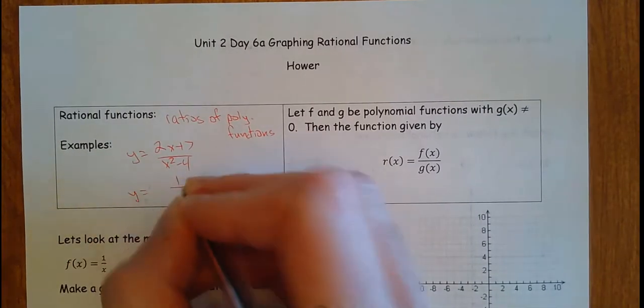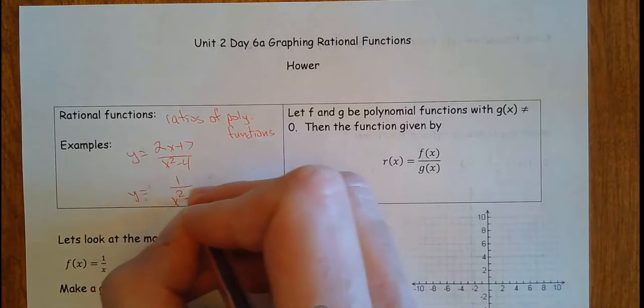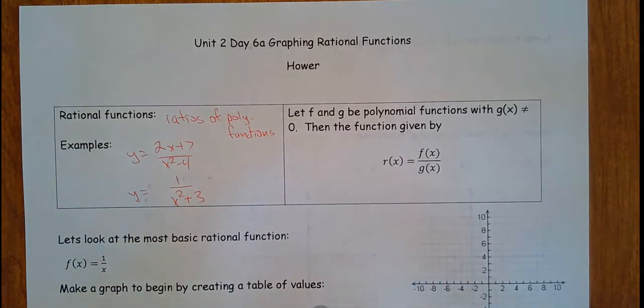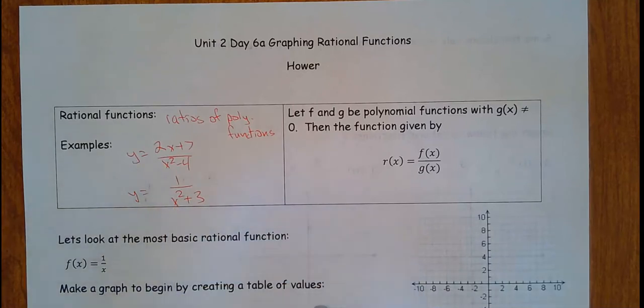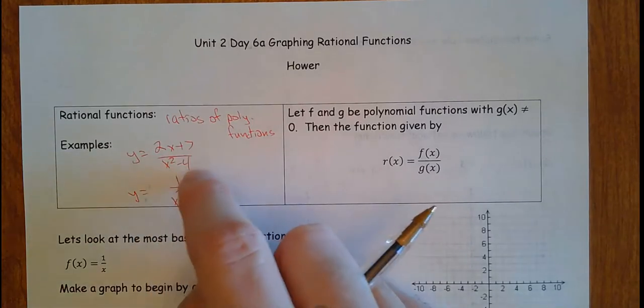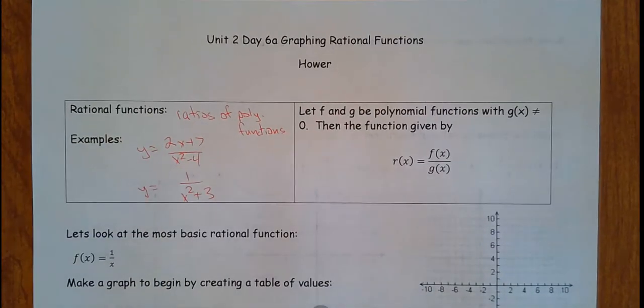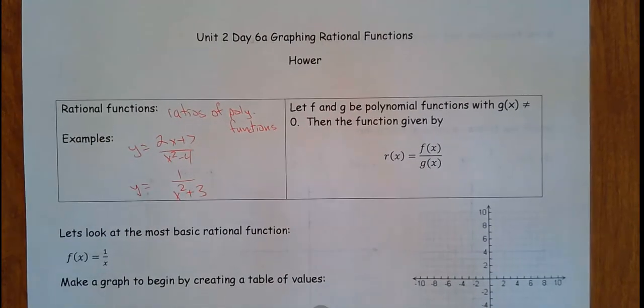Another one could be a 1 on top, x squared plus, say, 3. So it's okay to have 1 on top. Now, if you have 1 on bottom, that's not considered rational. That's just a function by itself. But if you have 1 over that, then that would be considered a rational function.